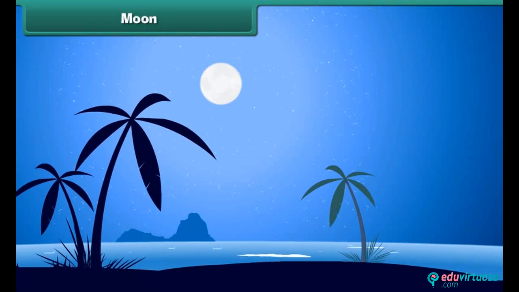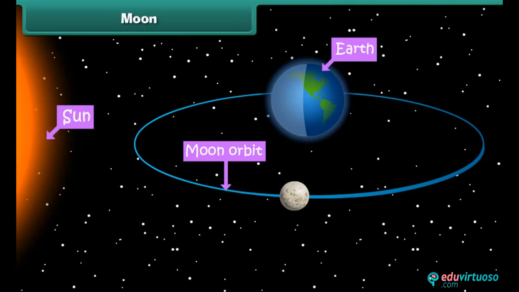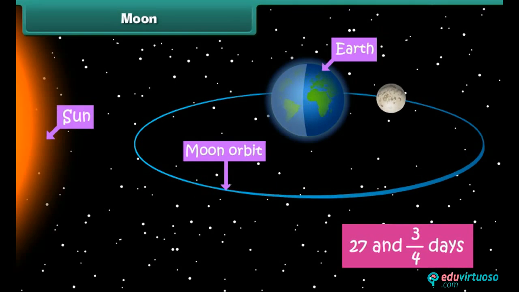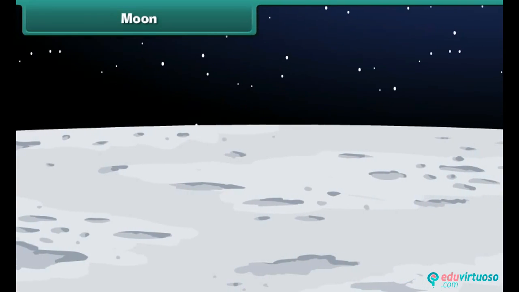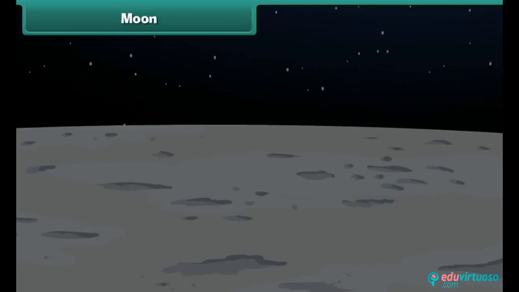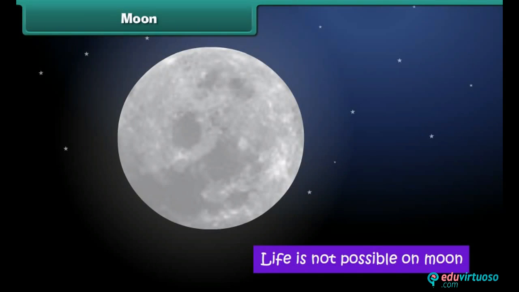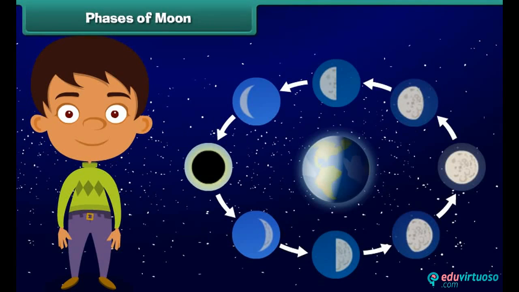Moon. Moon is the natural satellite of Earth that revolves around it. It completes one revolution in 27 and 3/4 days. Unlike our Earth, there is no air or water on Moon. Therefore, life is not possible on Moon. Phases of Moon. Moon passes through 8 phases in a month.